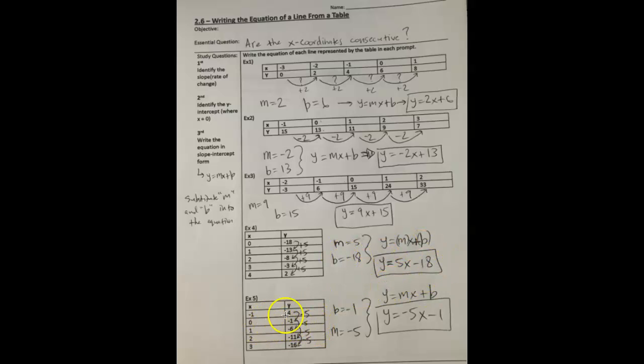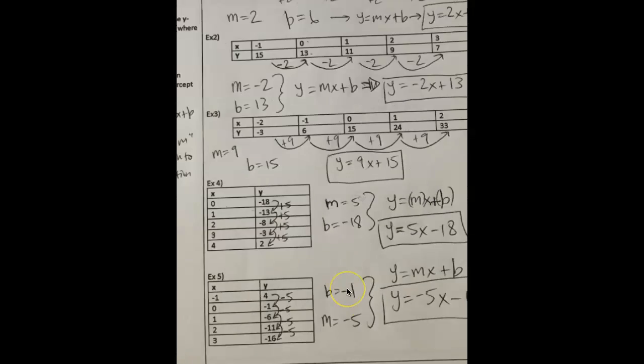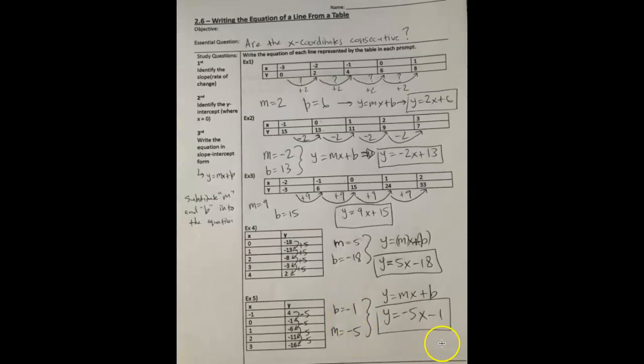And then the last one, same thing. Everything is consistent still. The rate of change here is a -5, right? 4 minus 5 is -1. -1 minus 5 is -6. -6 minus 5 is -11, and -11 minus 5 is -16. So you have a consistent and constant rate of change. Your slope, that is, -5. And then your y-intercept is at 0, -1. So b = -1. So y = mx + b. One last time here. Y equals, dang it, y equals -5x - 1.